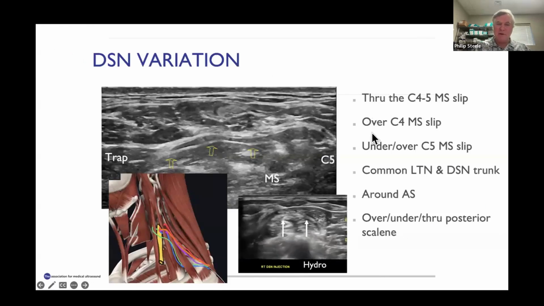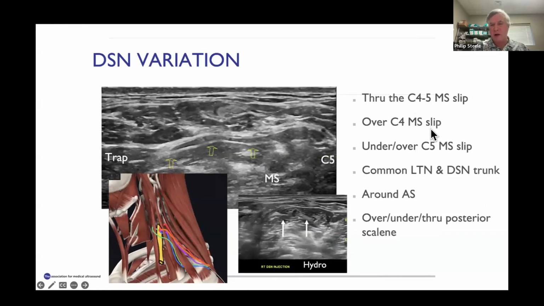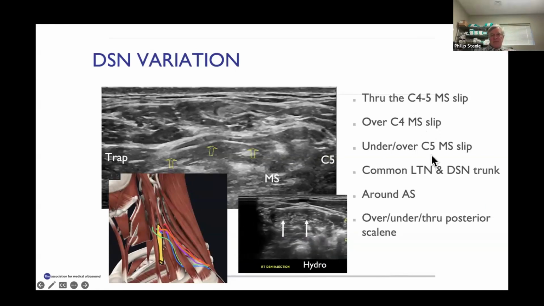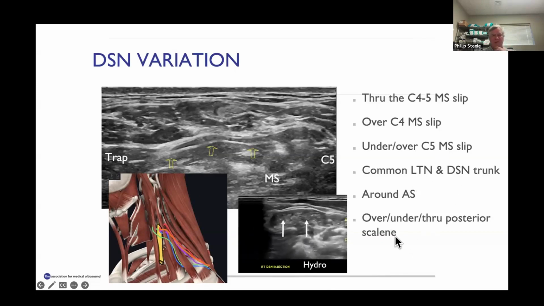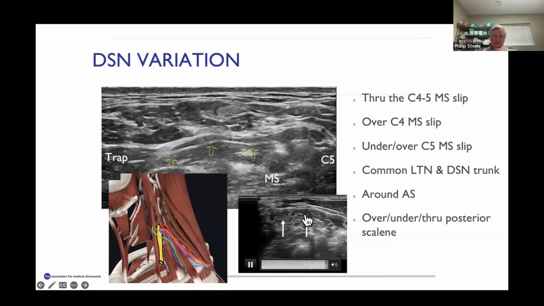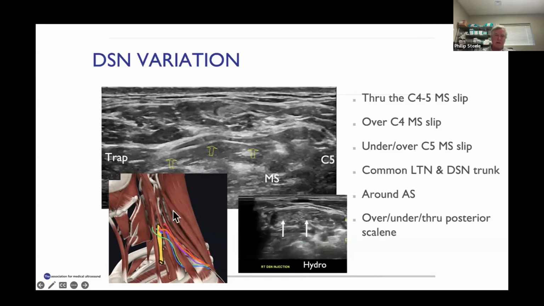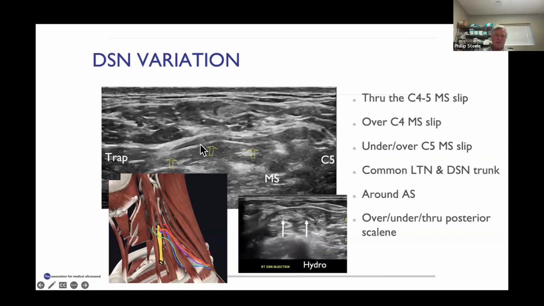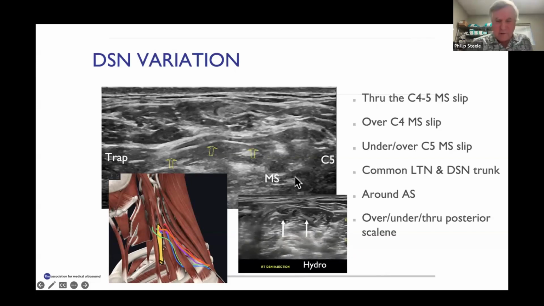Again, the dorsal scapular nerve has many variations. It can go through the middle scalene. It can go up and over the C4 slip. It can go under the C5 slip. It can have a common trunk. It can go around the anterior scalene if they have a typical variation. And it can go up and over and through. This is a nerve hydrodissection of the dorsal scapular nerve that was entrapped in the middle scalene. This image I have on C5 and then angled towards the scapula to see this long axis view of the dorsal scapular nerve.